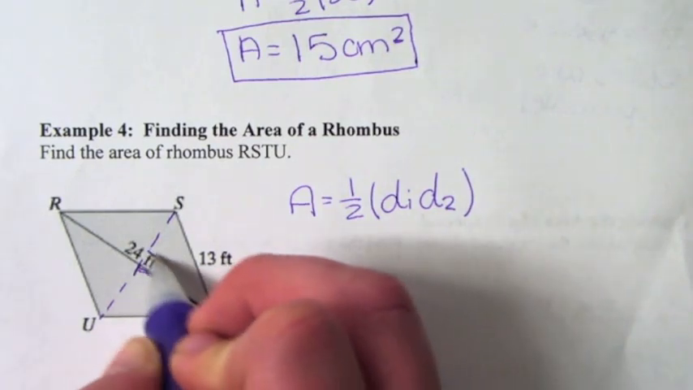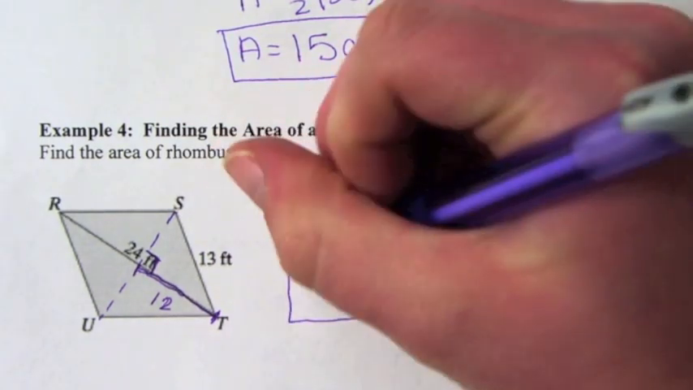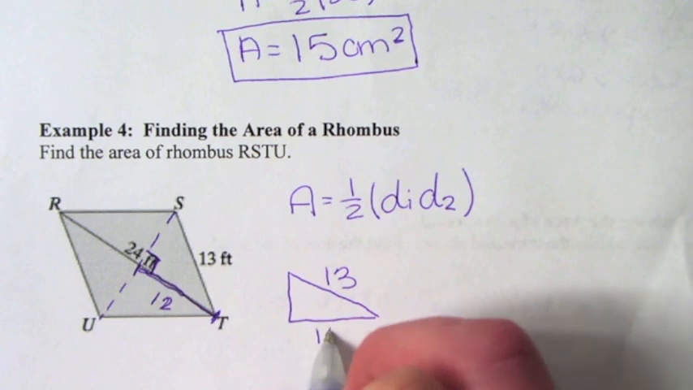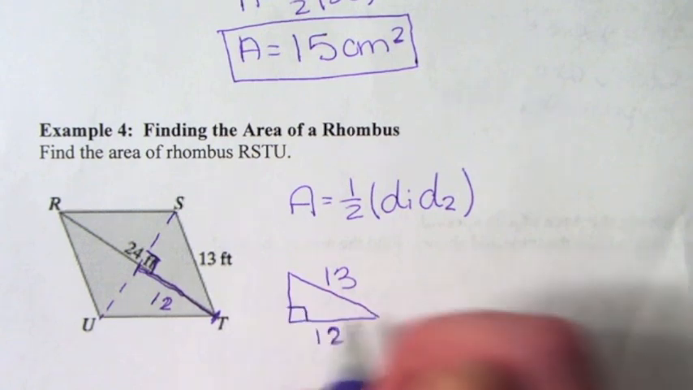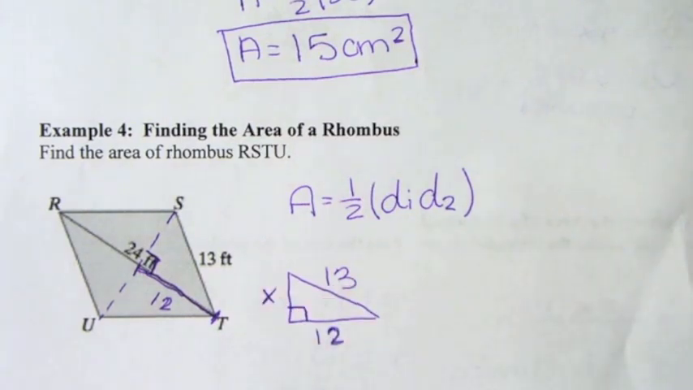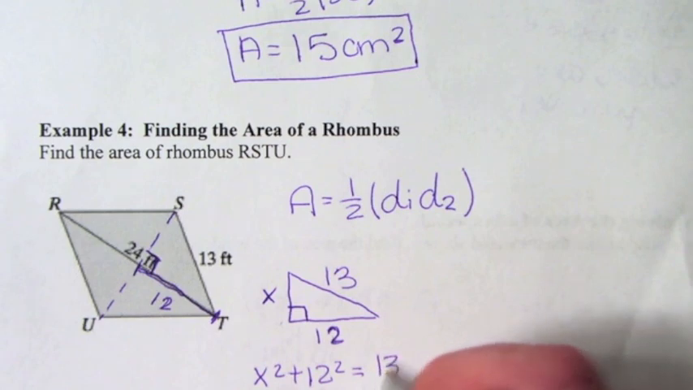Now, since these are perpendicular here, we have formed ourselves a new right triangle. So I'm going to go ahead and draw it out over here so it's a little easier to see. Okay, we have our hypotenuse is 13. Our long side is going to be 12. And what we're looking for, which is going to be x, is our short side. And once we find that x, because the diagonals bisect each other, we can multiply it times 2 to get the other diagonal. All right, so we're going to do x squared plus 12 squared equals 13 squared.